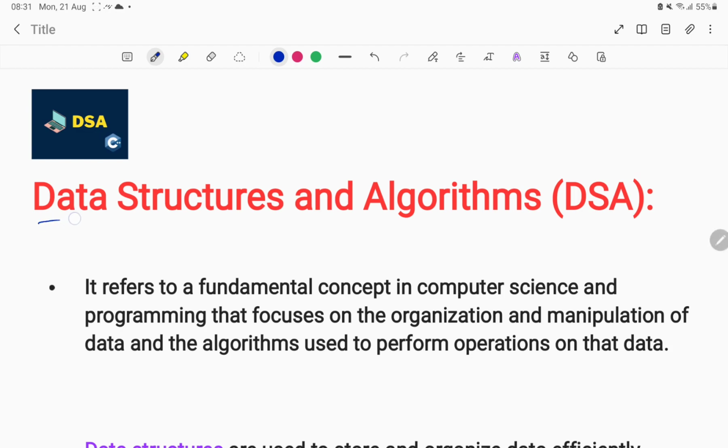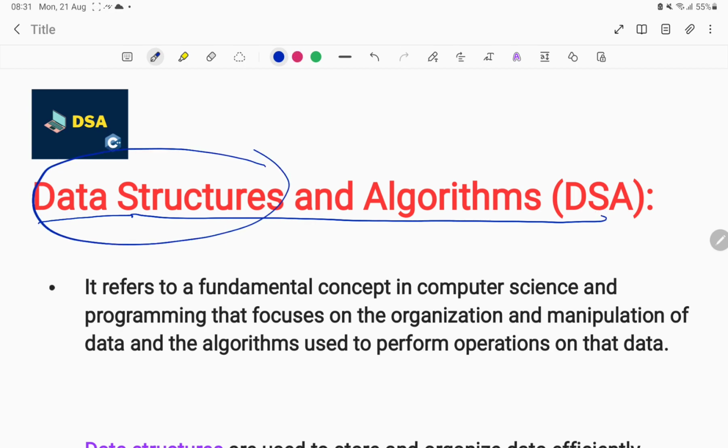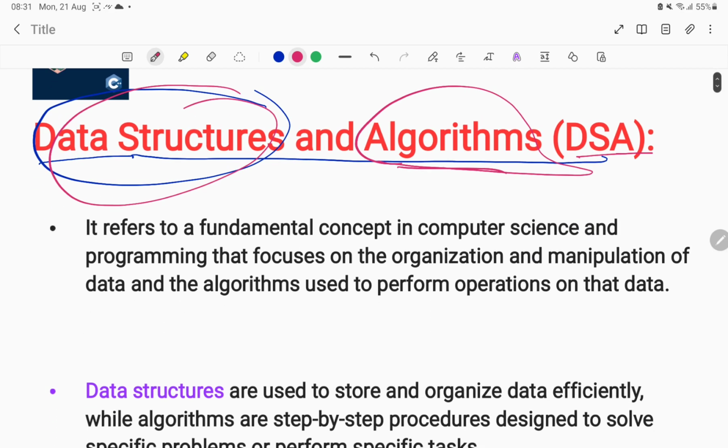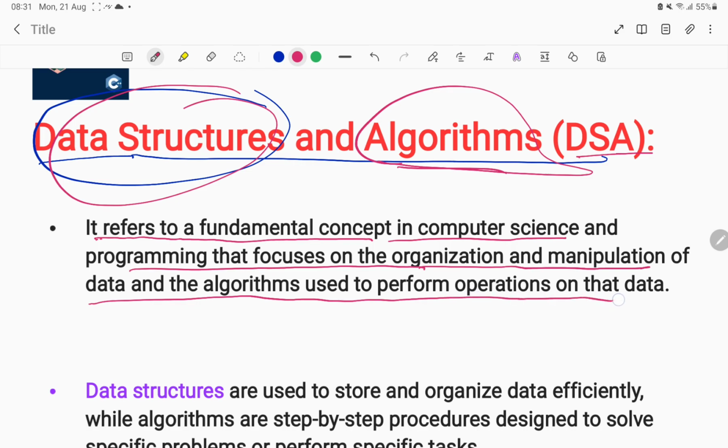So the first topic name is data structures and algorithms. There are two different terms here: the first one is data structures, and the second one is algorithm. In short we call it DSA, that means data structures and algorithms. Data structure refers to a fundamental concept in computer science and programming that focuses on the organization and manipulation of data, and algorithms used to perform operations on that data.